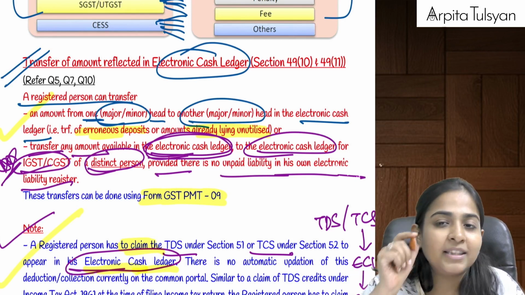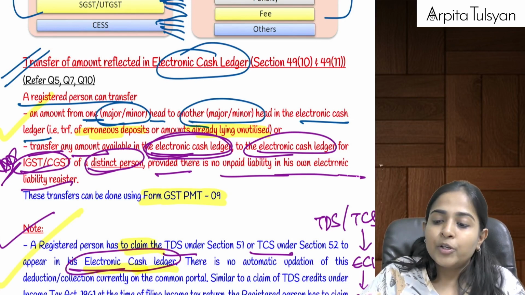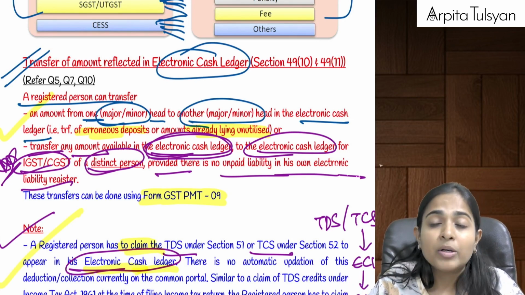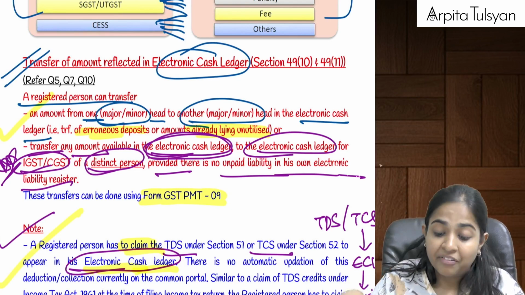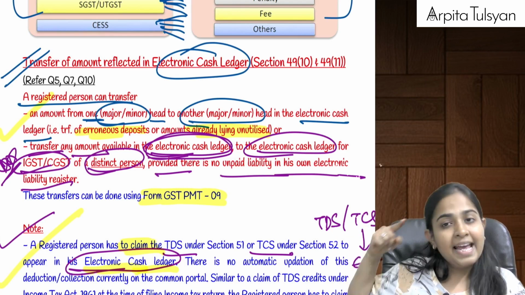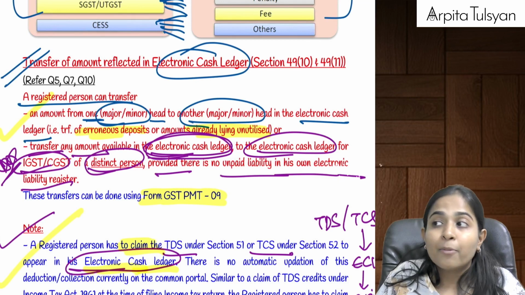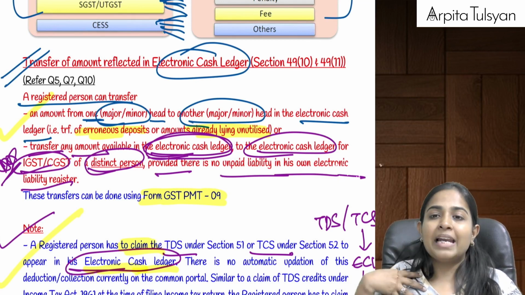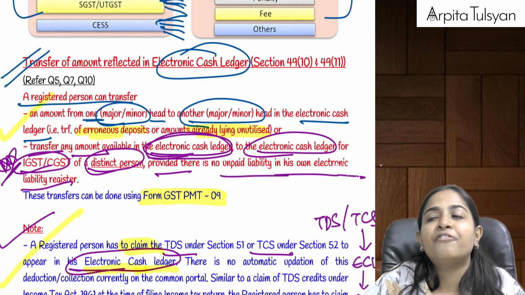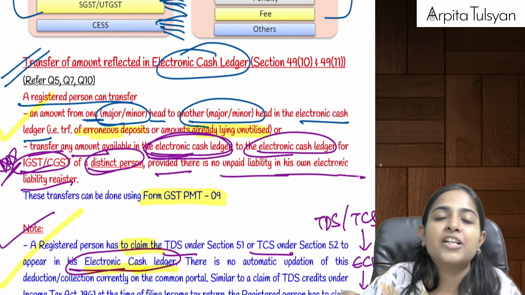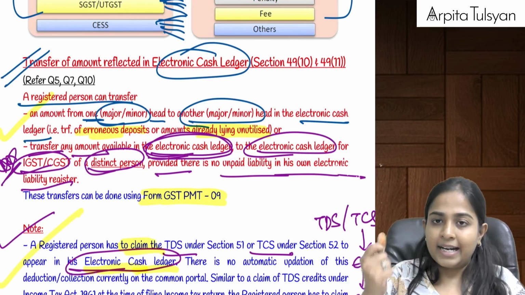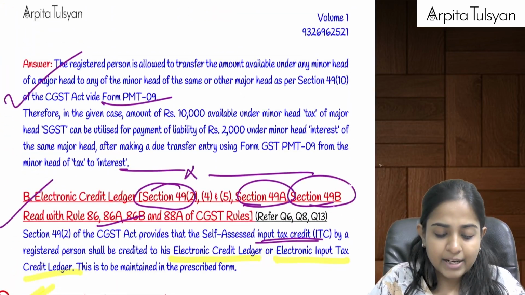Plus, one more thing that they have told you is, now you can even transfer the amount kept in your electronic cash ledger to your distinct person, but provided you should not be having any outstanding liability pending. Okay, first finish your liability, after that if you have anything kept in your electronic cash ledger, then you may transfer it to the distinct persons. That is permitted. Are you clear with this?